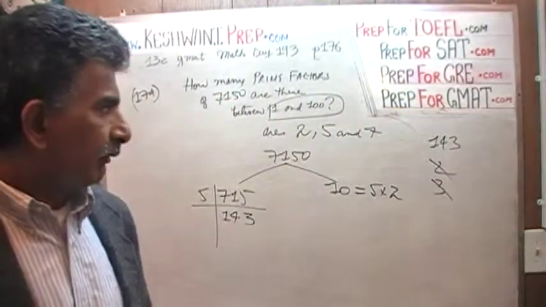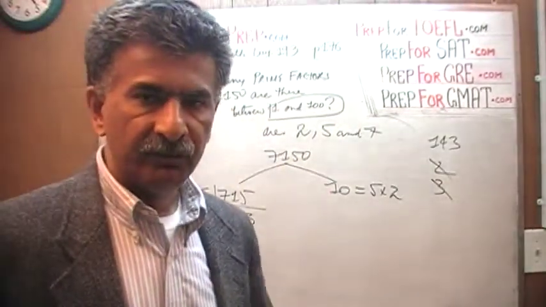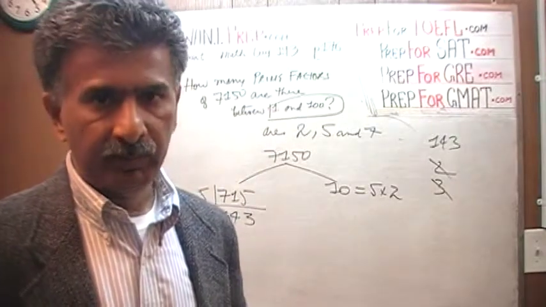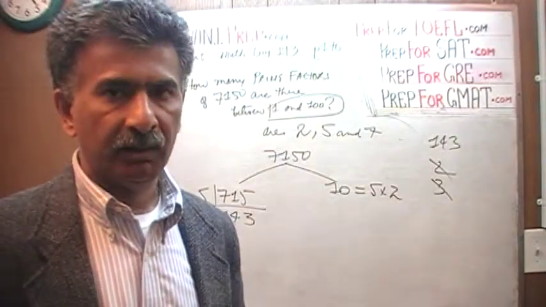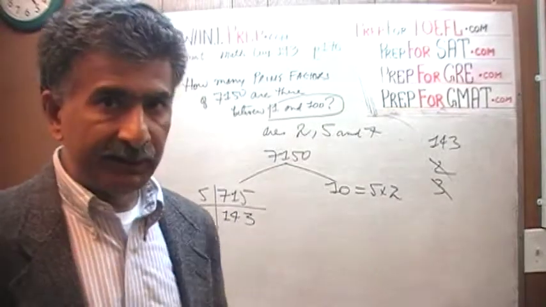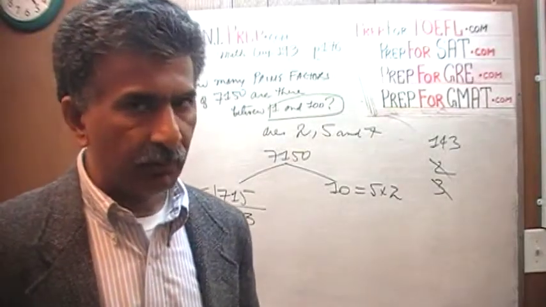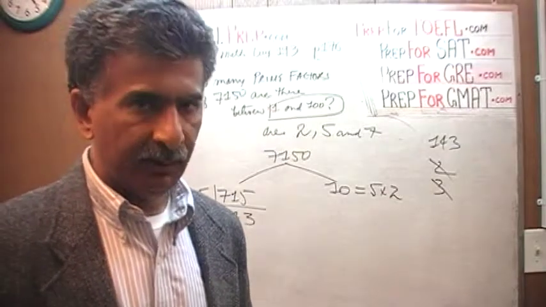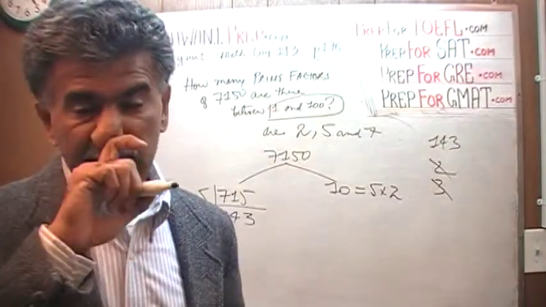Can 143 be divided by 4? The answer is no. Anything that can be divided by 4 can also be divided by 2. It has to be an even number before we worry about dividing it by 4. It doesn't mean that all even numbers are divisible by 4. What it says is that if a number is divisible by 4, it better be an even number. So 4 is out of the question.